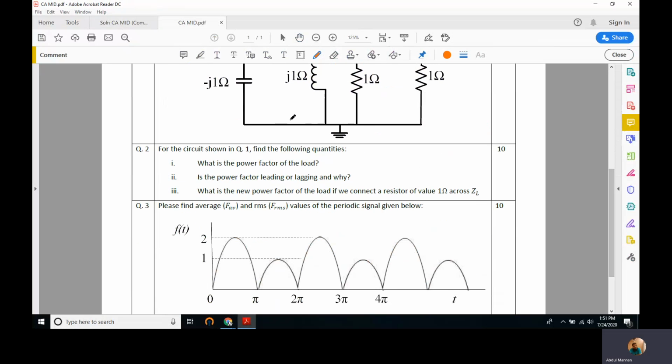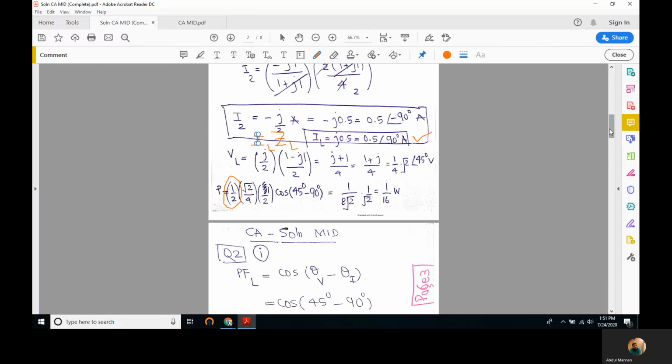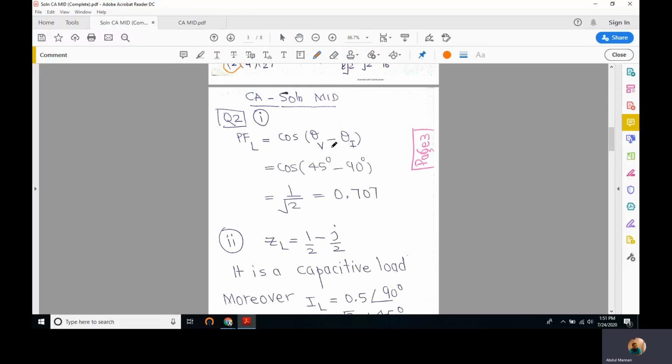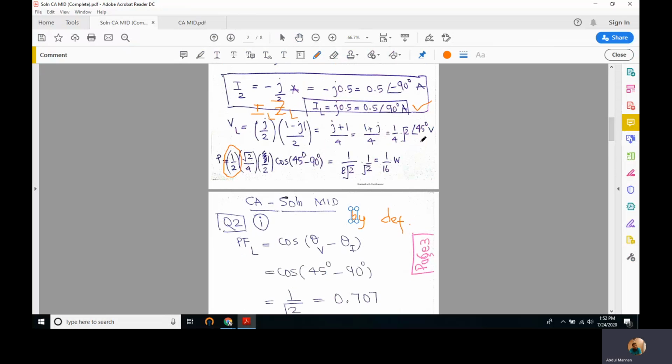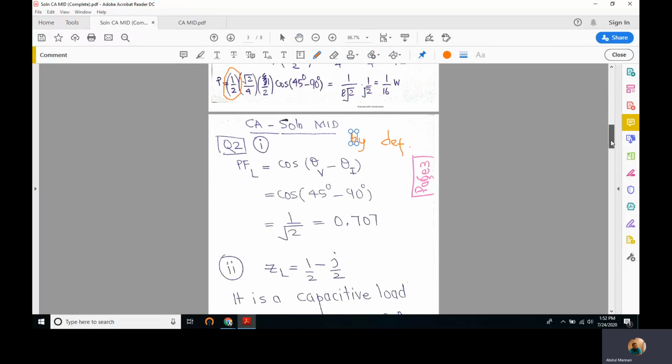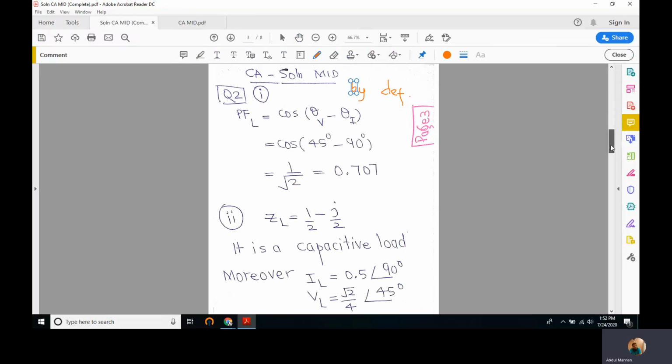That is, for the circuit shown in question number 1, this circuit, what is the power factor of the load? To find power factor, we know power factor is cos of the angle between voltage and current. By definition, power factor is the cosine of angle between the voltage and current, right? So we have just computed that the angle of the voltage is 45, angle of the current is 90. 45 minus 90, 0.707, and whether it is leading or lagging, right?